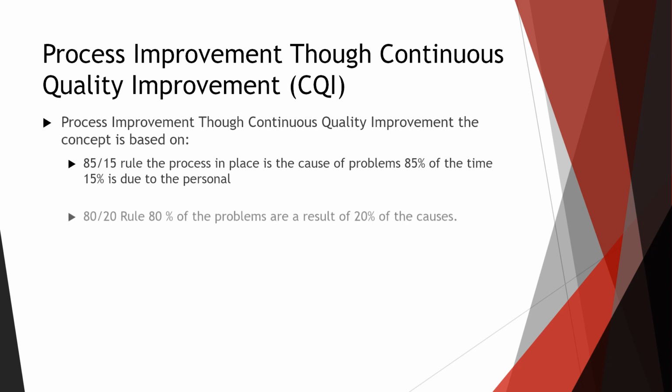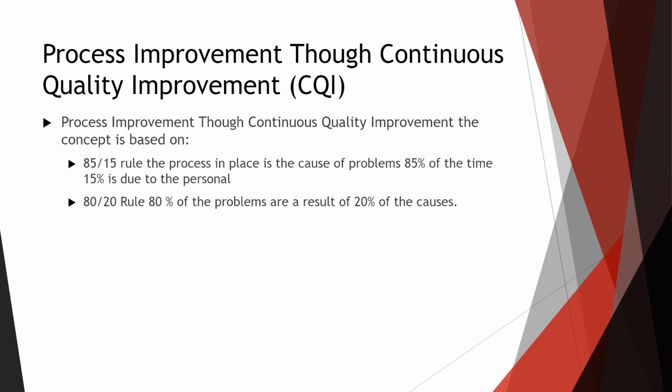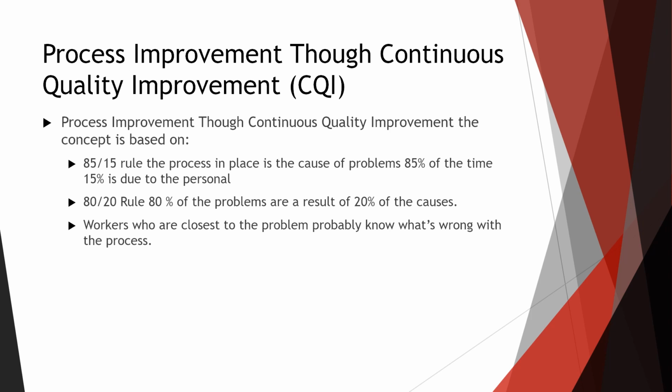And the 80-20 rule is that 80% of the problems are a result of 20% of the causes. So this says that a few or several issues are going to be what causes the issues most of the time, okay? And that the other 20% of the issues are going to be all the other ones, okay? So just 20% of the issues are going to be most of the causes, 80% or so.